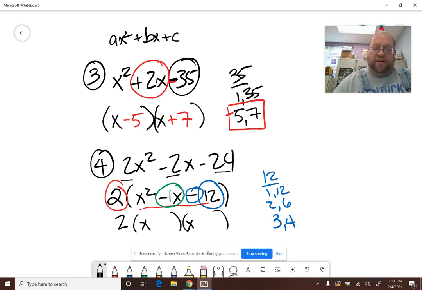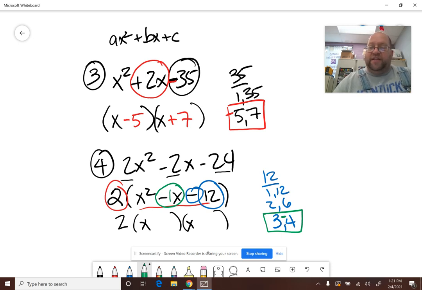What two numbers over here can I subtract and come up with a negative 1? Well, 6 minus 2 is 4. That doesn't work. 12 minus 1 is 11. That definitely doesn't work either. So the only two numbers that I can subtract and come up with a negative 1 are these two numbers right here. Now the question becomes, in order for that to be a negative 1, which one of these two numbers needs to be negative? Pause, think. It would have to be this one, right? The negative 4. Negative 4 plus 3 equals negative 1.